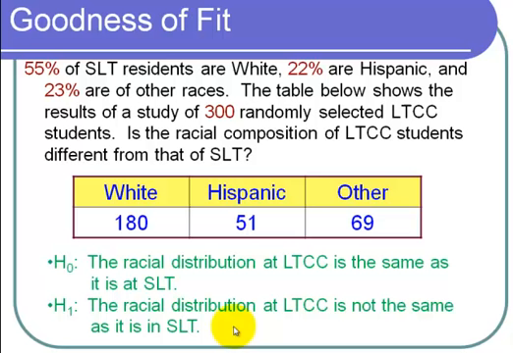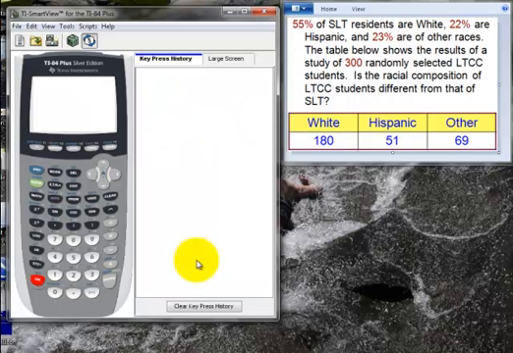So what we need to do now is use our calculator to perform the goodness of fit test. Because we want a p-value, and when you get a p-value, we're going to be able to decide whether to reject or to fail to reject the null hypothesis. So let's go to our calculator.